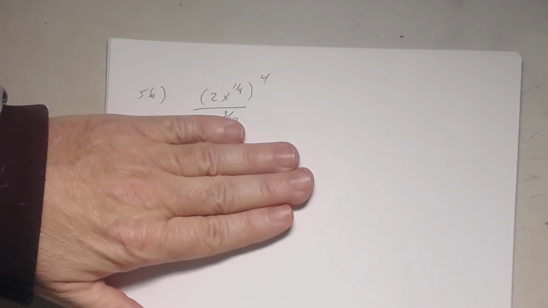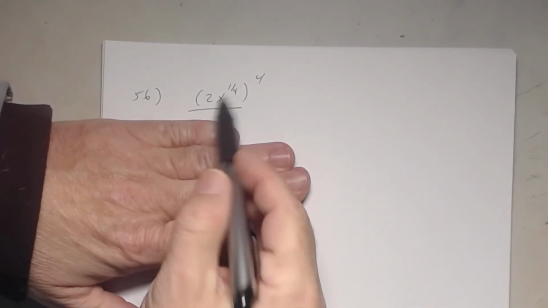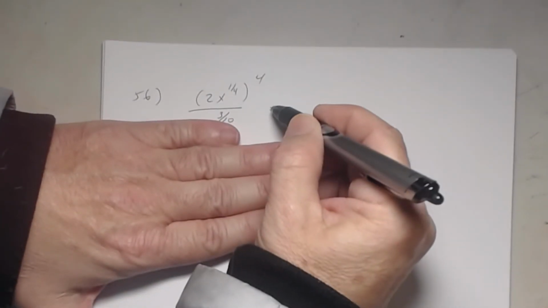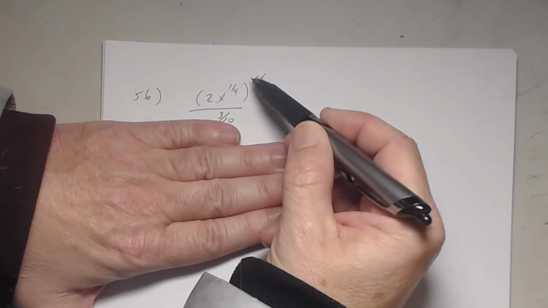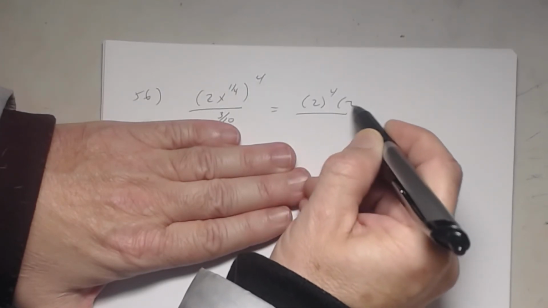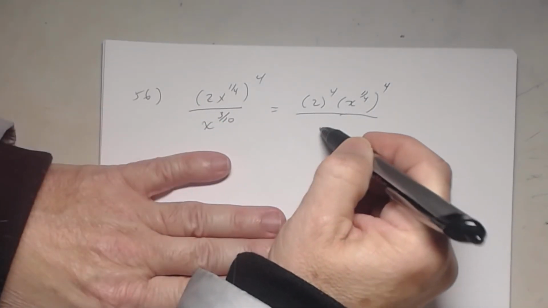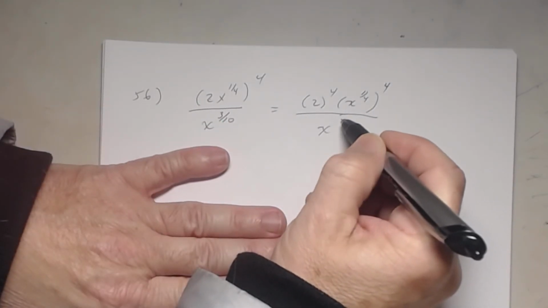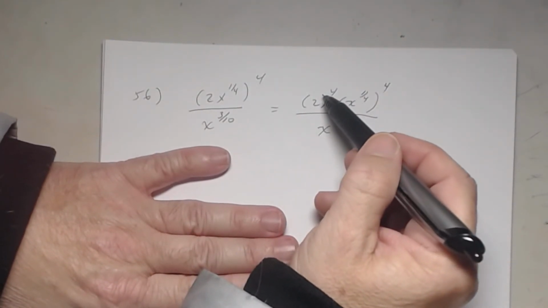Technically, it's a power of a product. So the power of products, you have a product here. So now you're going to say, since I'm using the power of a product, I'm going to take each factor and raise it to what power? The 4th. So in your mind, you're really saying 2 to the 4th times x to the 1/5 to the 4th, all divided by x to the 3/10. And now in the numerator, you're going to use the power rule.